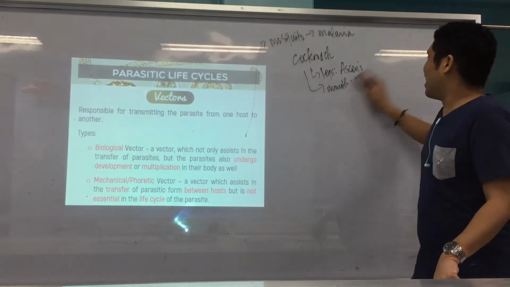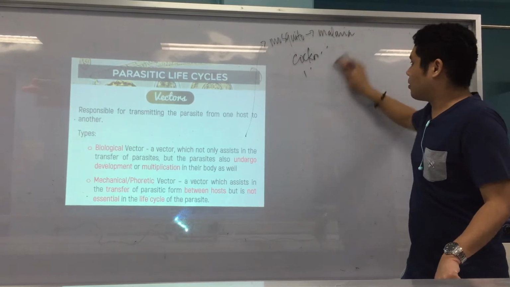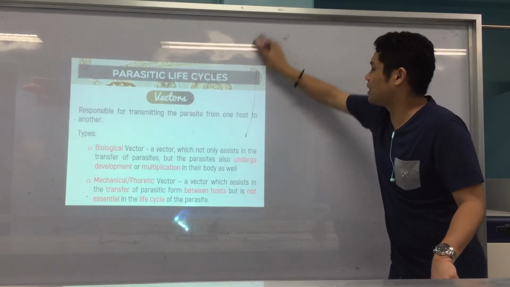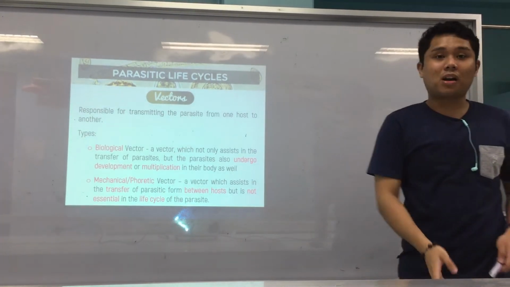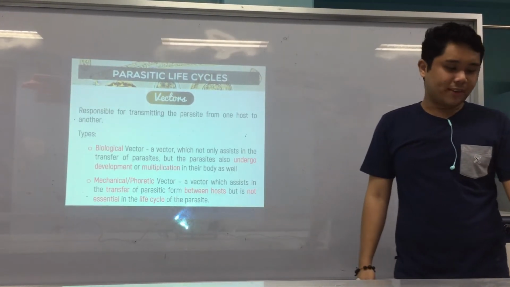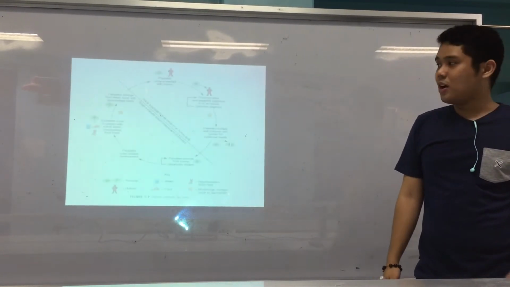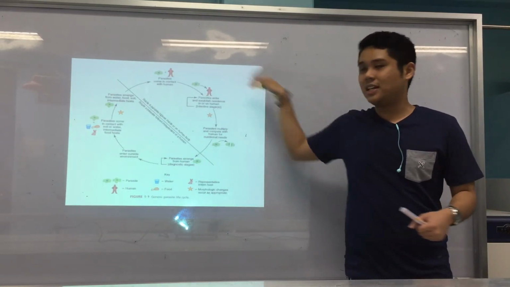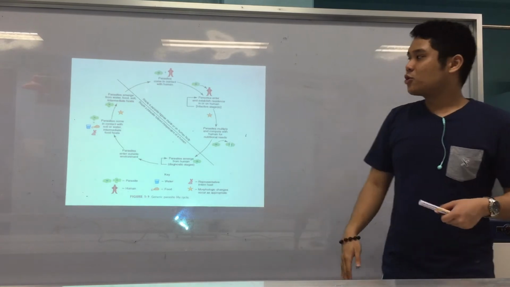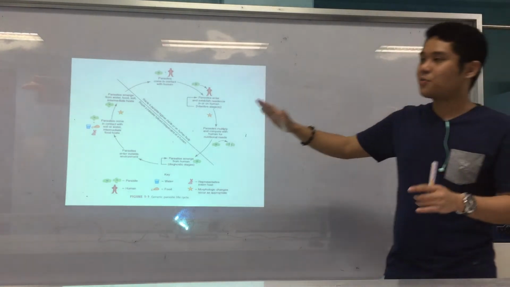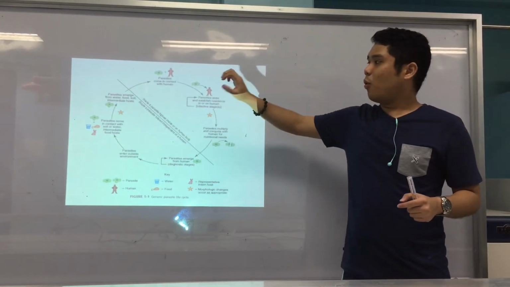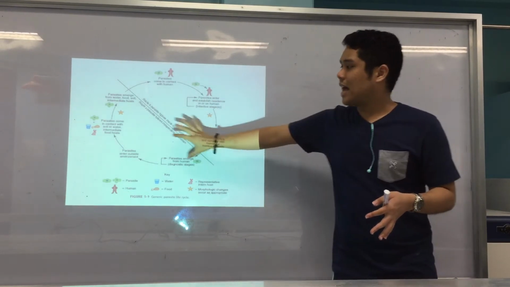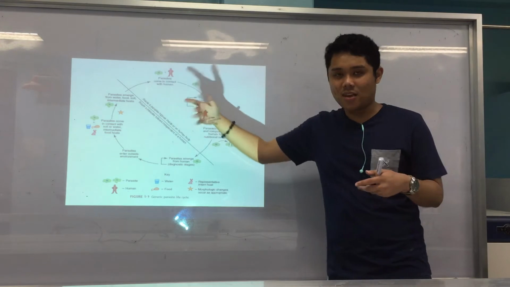All right, so that's a vector. The point about a vector, guys, is it's just an insect, most of the time, that transmits the parasite from one host to another. And here is an example of a general life cycle. So it's a cycle, as you can see, it repeats again and again. It's divided into two phases. The first phase is what happens to the parasite inside the body of a human or a host, and the second is what happens to the parasite outside, like in the environment.